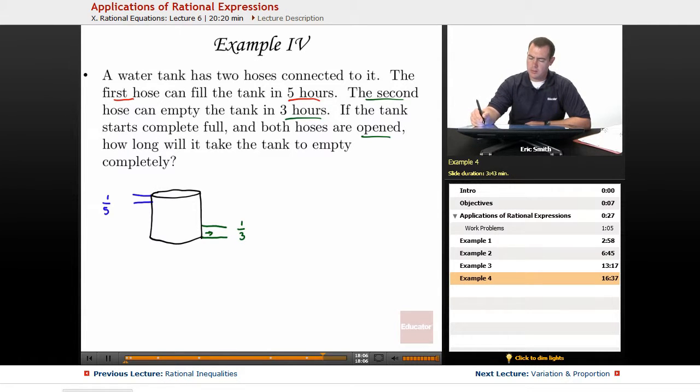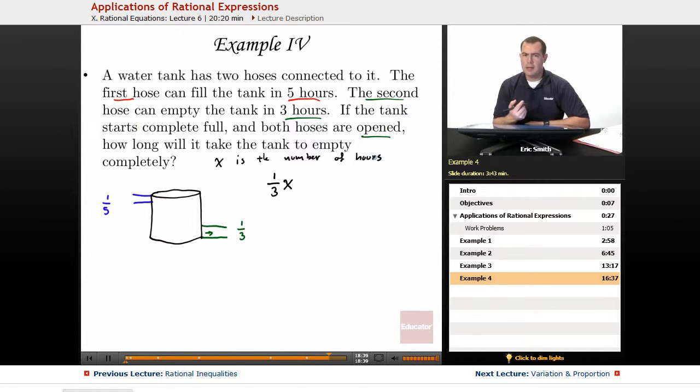All right, so let's see what we can do to set this one up. The first thing I want to consider is how much of the tank is going to be emptied every single hour. Starting with the 1/3, I know that every hour that passes by, 1/3 of it will be emptied out. So x is the number of hours.